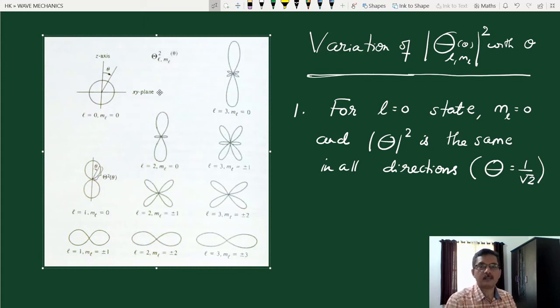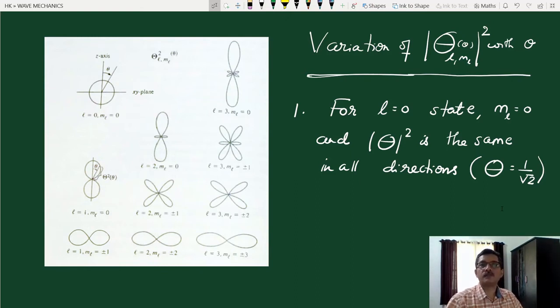For S state, the probability density is spherically symmetric. Another point regarding this spherical symmetry of the S state is that here L is equal to 0. So what is the value of the magnitude of orbital angular momentum? We know that the magnitude of orbital angular momentum is square root of L into L plus 1 times h cross. So if L is equal to 0, the orbital quantum number is 0, and the orbital angular momentum is 0. But the probability density is spherically symmetric.